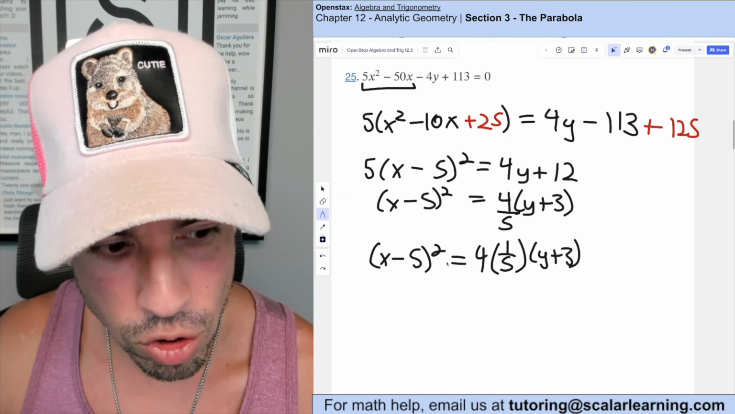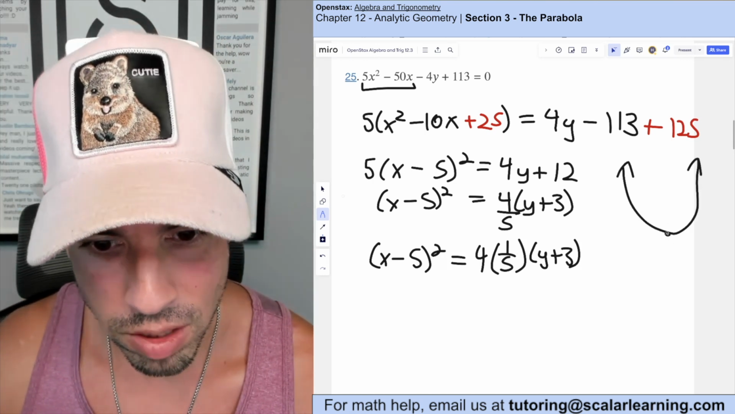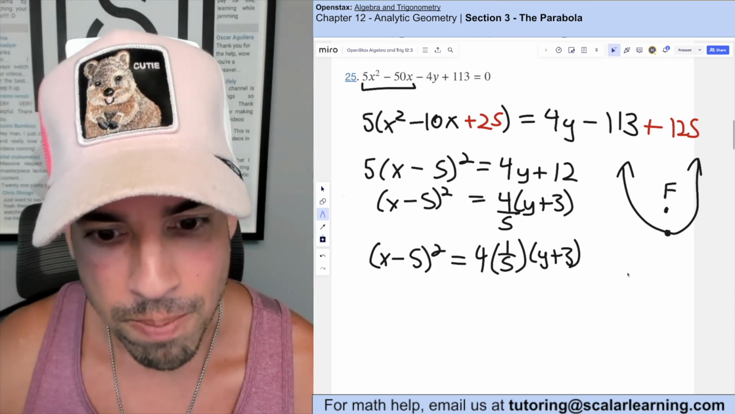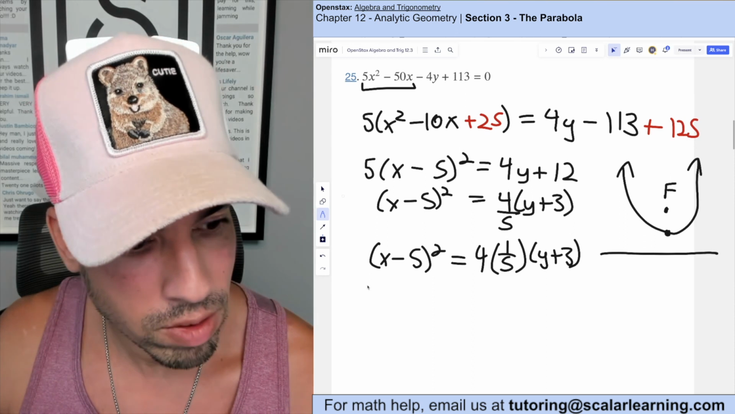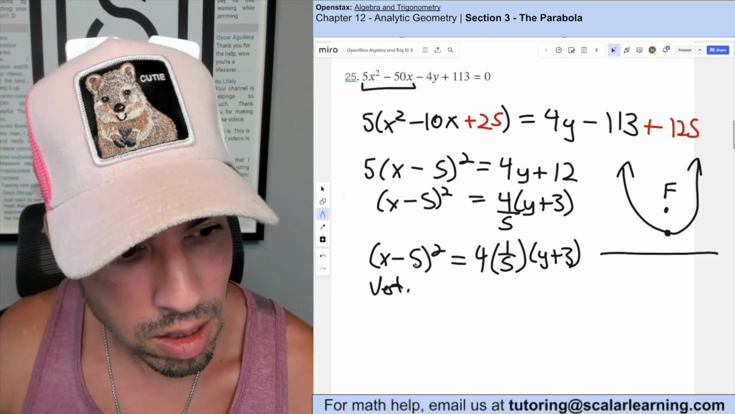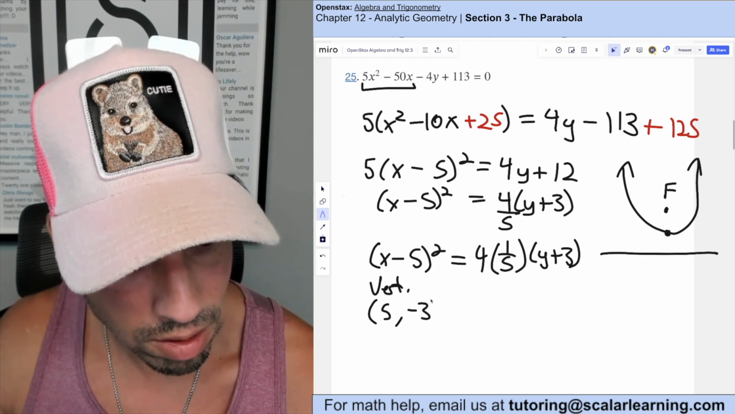Since it's x squared and we have a positive p-value, I know that this is going to be going up, meaning if this is my vertex, here's my focus, and my directrix is a nice horizontal line beneath. Okay, now let's get everything. First, let's get the vertex. It's the opposite of negative 5, which is 5, and the opposite of that, which is negative 3.